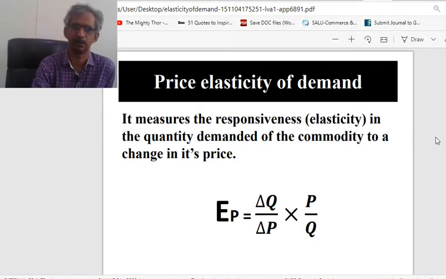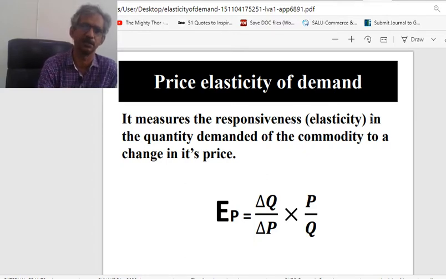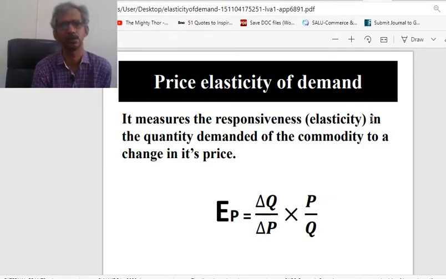Price elasticity of demand measures the responsiveness of the quantity demanded of the commodity to a change in its price. Means the price elasticity of demand is the measure through which we may check the response of the quantity demanded due to change in the price, that when price changes, how much change is occurring in the quantity. It's very important for the producers or the sellers to understand what will be the reaction of the people or the consumers if they raise the price.